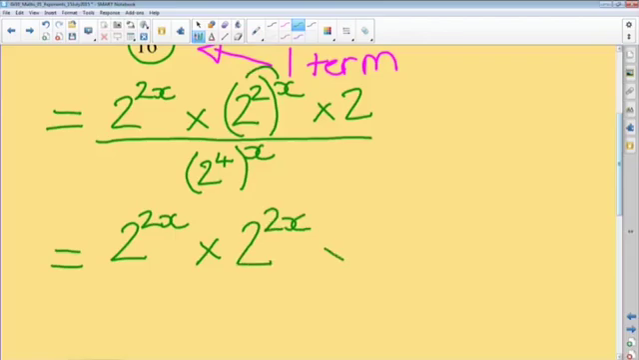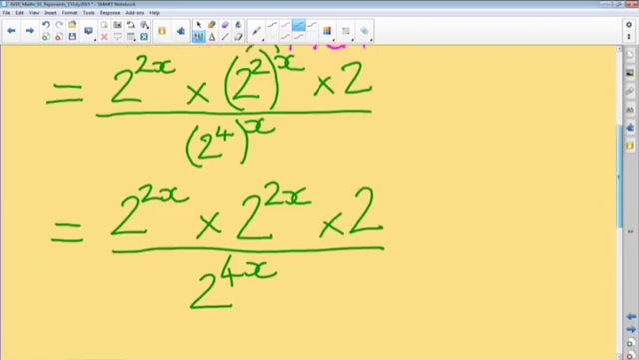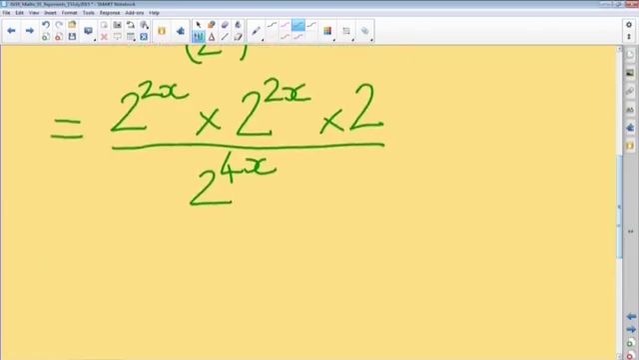And then we multiply by that leftover 2. And at the bottom, we have 2 to the power of 4x. Okay, ladies and gentlemen, this is starting to look a little bit more like a grade 8 problem, so now we can move on. And we've got 3 bases at the top that are the same, so we can add their exponents, giving us 2 to the power of what is 2x plus 2x? If you said 4x, I'm proud of you.